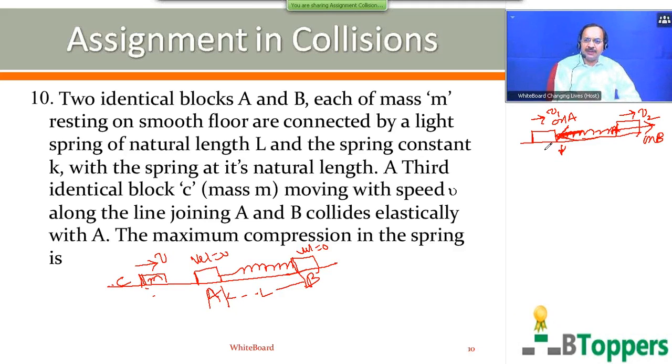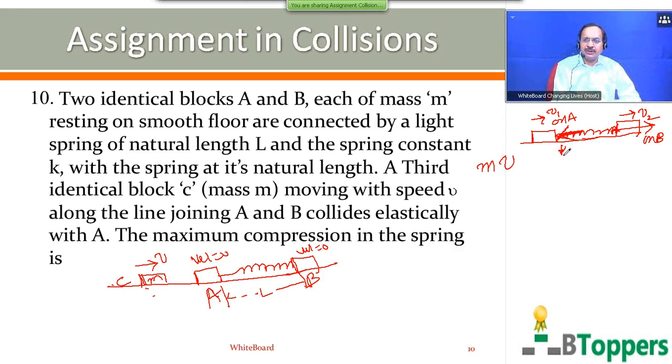So if we apply conservation of momentum, the momentum of A with which it starts moving towards right is equal to m into v. At that instant, velocity of the block B is 0. That means the velocity of the block A just after block C collides with A will be equal to v, and velocity of block C becomes 0. So now we'll consider the two blocks A and B and the spring as one system.